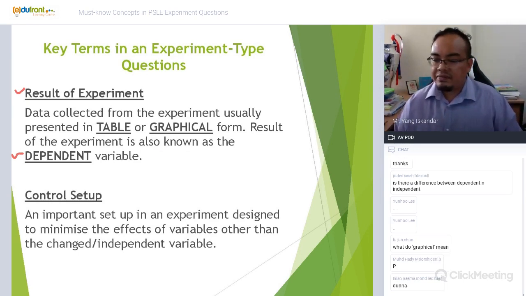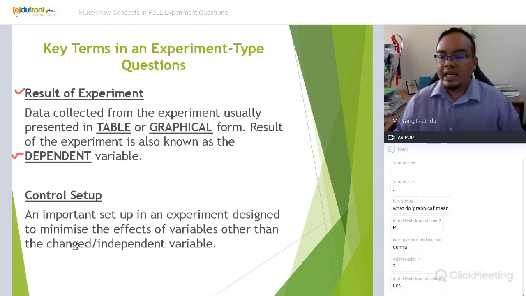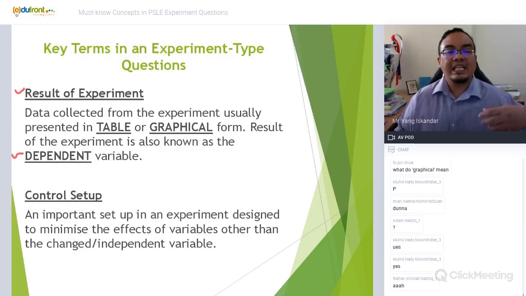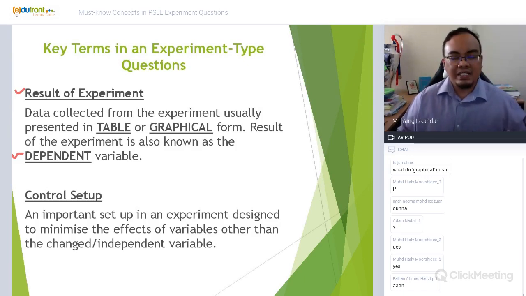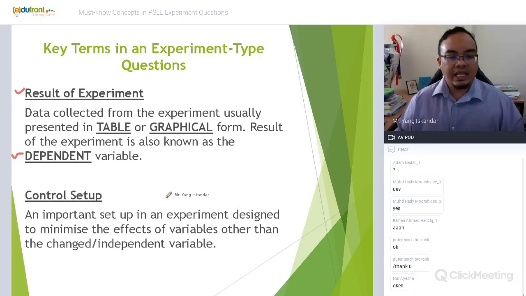Putri asks, is there a difference between dependent and independent? Yes, very different. Independent variable is also known as a change variable, but result of the experiment is the dependent variable. Why do we use the term dependent? Because the result of the experiment is dependent on the independent variable, which is the change variable. All right. Next one is control setup.